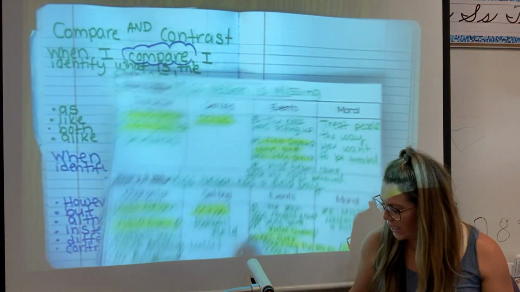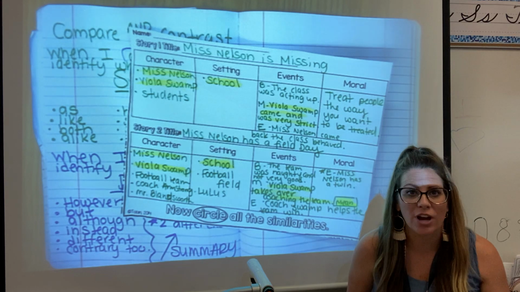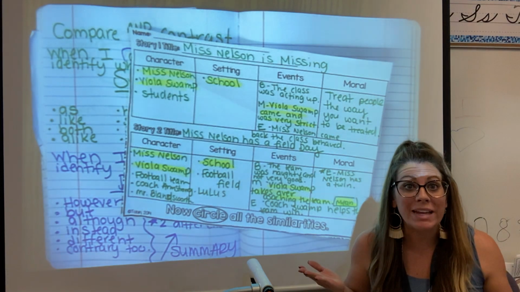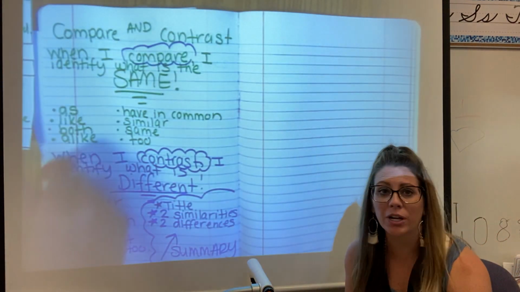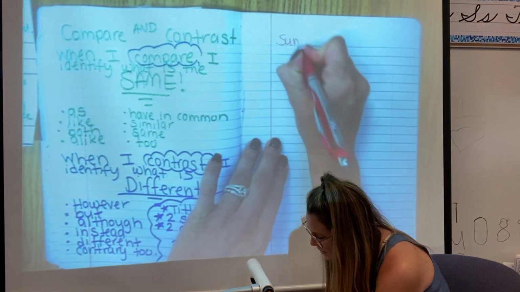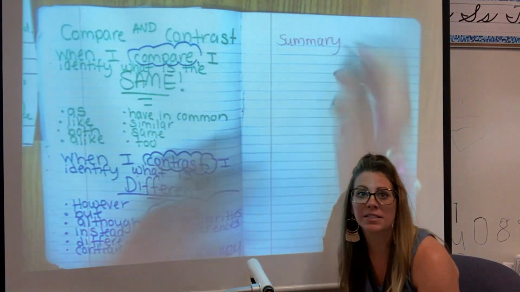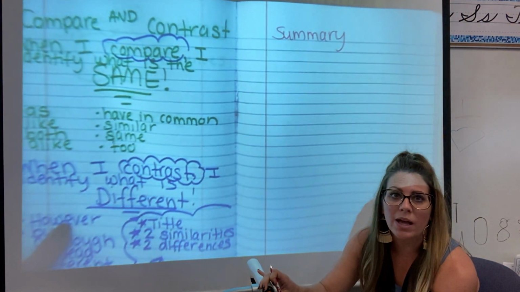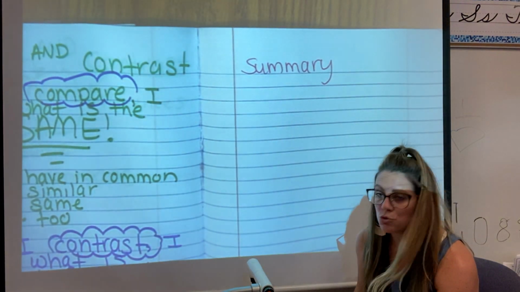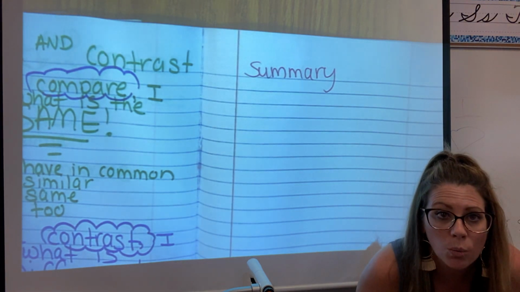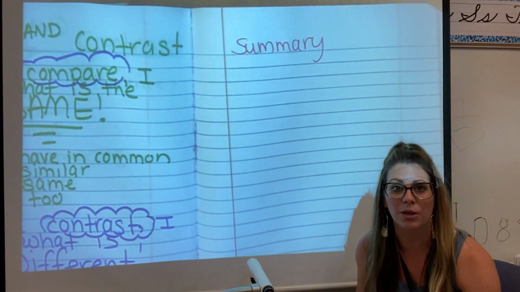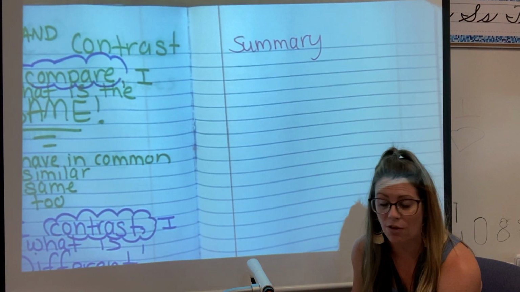All right, so we just finished our compare and contrast graphic organizer with Miss Nelson Is Missing and Miss Nelson Has a Field Day. So what is our next step? Well, our next step is we're going to use all that information to write our performance task summary. So what do I want you to have in your summary for comparing and contrasting two stories? Well, I'm going to tell you. We're going to do one together, and then later on in the week, you can use your notes to help you with your performance task by yourself, okay?